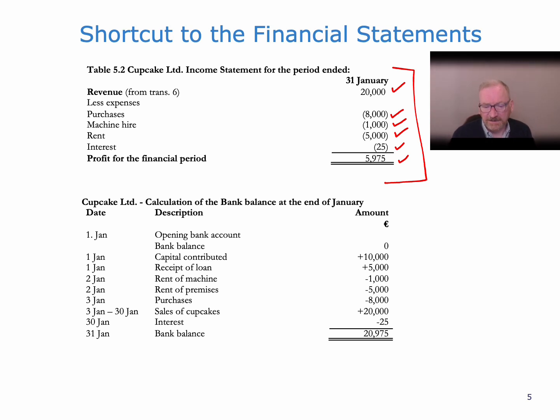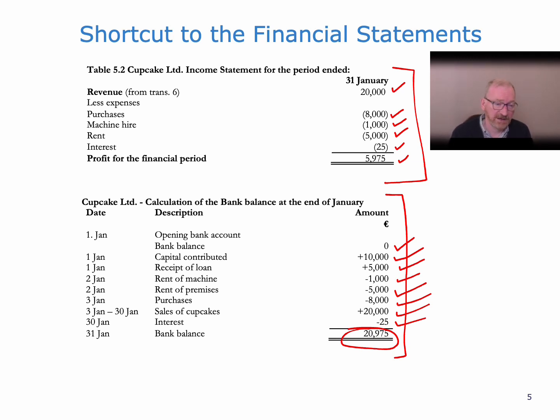We also can work out how much they're going to have in the bank at the end of the year. So that's another interesting thing we can work out without doing any debits and credits. So the opening bank balance is 0. Mr. Byrne contributed 10,000. We got a loan of 5,000. The rented machine went out of the bank. The rented premises went out of the bank. The purchases went out of the bank. The sales of the cupcakes went in, and the interest went out of the bank. And that leaves us with 20,975 in the bank at the end of the month.